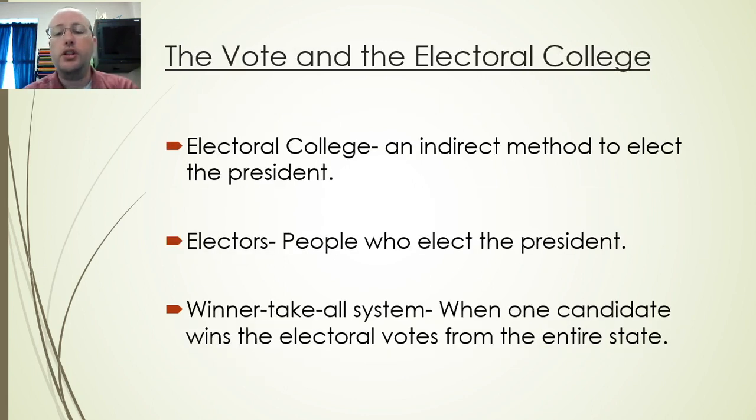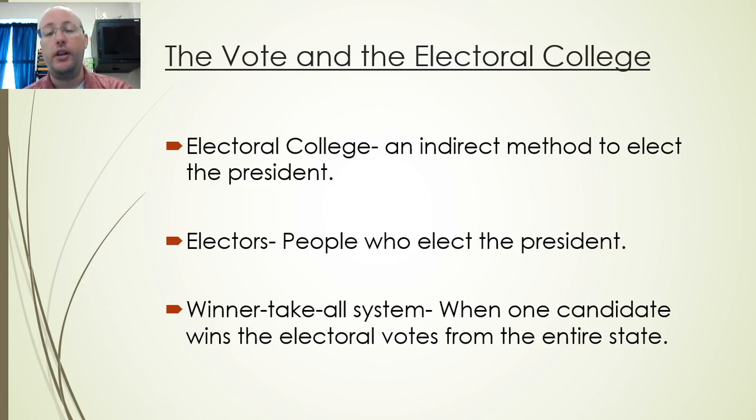The Electoral College is an indirect method to elect the president. And we went over all this before. It's just kind of a refresher. Electors are people who elect the president, and a winner-take-all system is when one candidate wins the electoral votes from the entire state. The Electoral College is the electoral map that we go by.